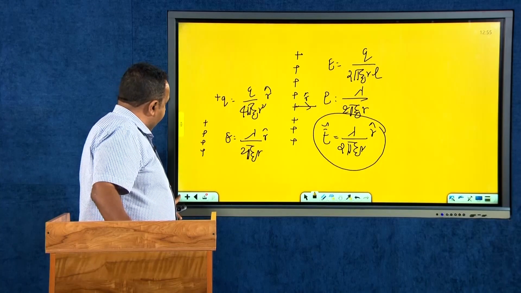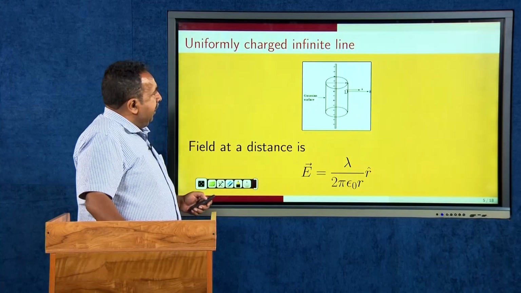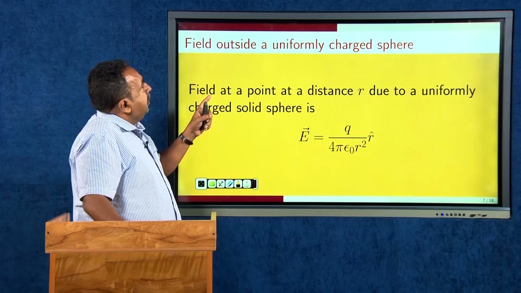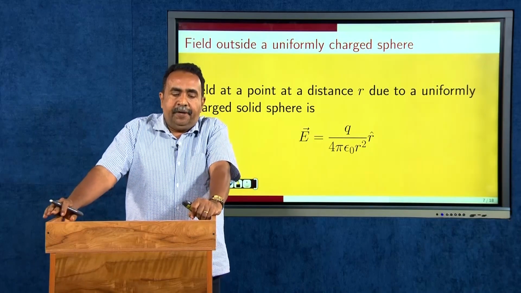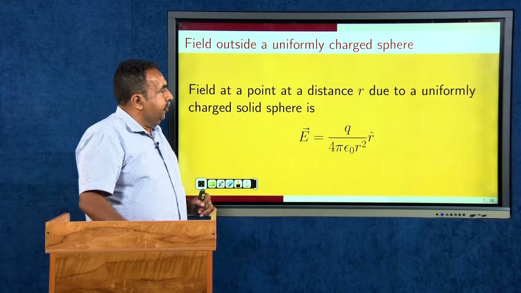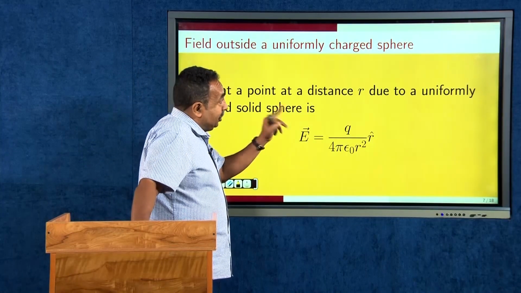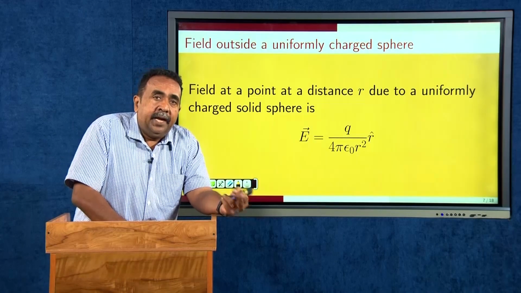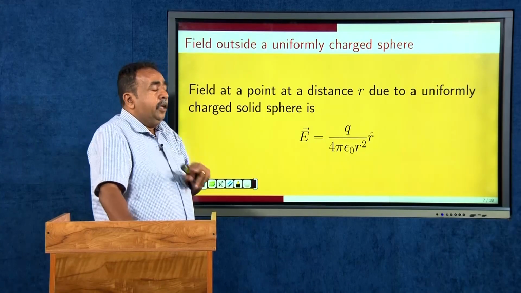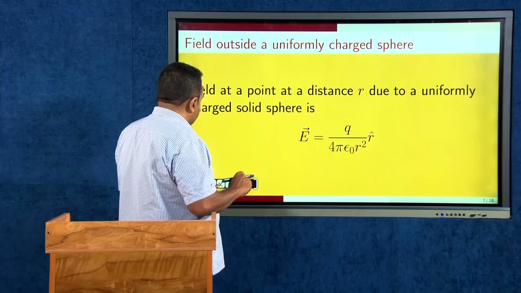Next, we will find the electric field due to a uniformly charged sphere. This is the third case. There are two cases here: one is outside the sphere, and the second is inside the uniform charge distribution.